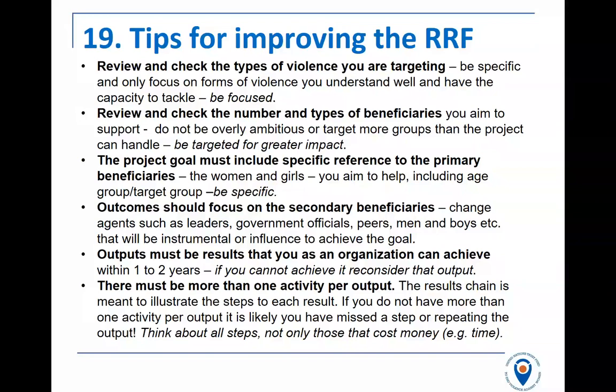The project goal must refer to these primary beneficiaries. It's very helpful in your goal to say we are working to reduce violence against women and girls with disabilities specifically, or we're working to reduce violence against Indigenous women. Make the goal very specific. And likewise, the outcomes should be very specific about the types of secondary beneficiary you're targeting.